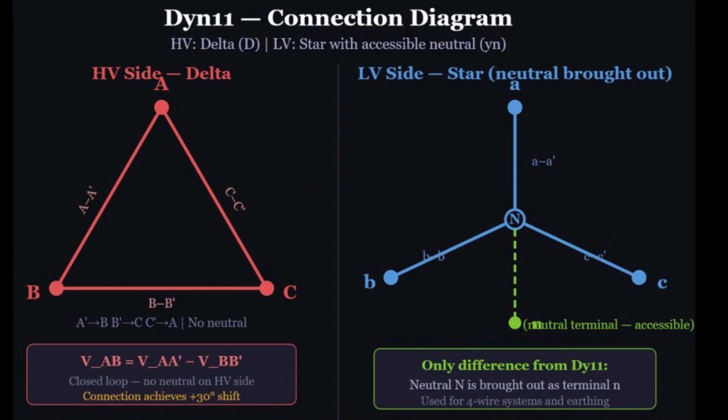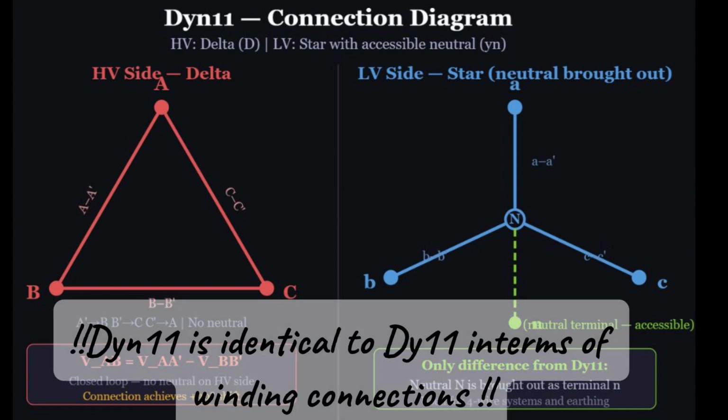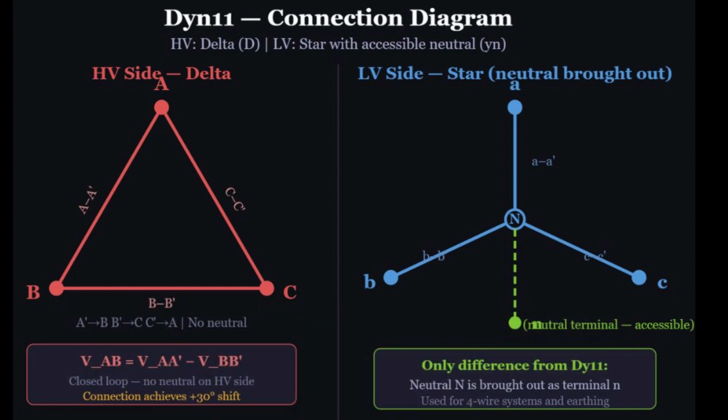The low voltage leads the high voltage. Also, the phasor diagram is exactly the same as Dy11. The low voltage leads the high voltage by 30 degrees. The neutral terminal is an extra connection, not a phasor. DYN11 is identical to Dy11 in terms of winding connections. The high voltage is delta, the low voltage is star, and the same 30-degree lead is present. The only difference is that the neutral point of the low voltage star is brought out as an accessible terminal. This neutral does not change the phase relationship. It simply allows for 4-wire operation and earthing.